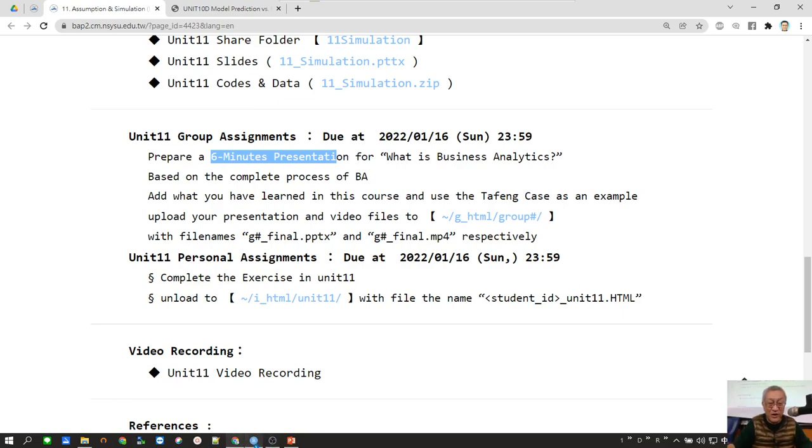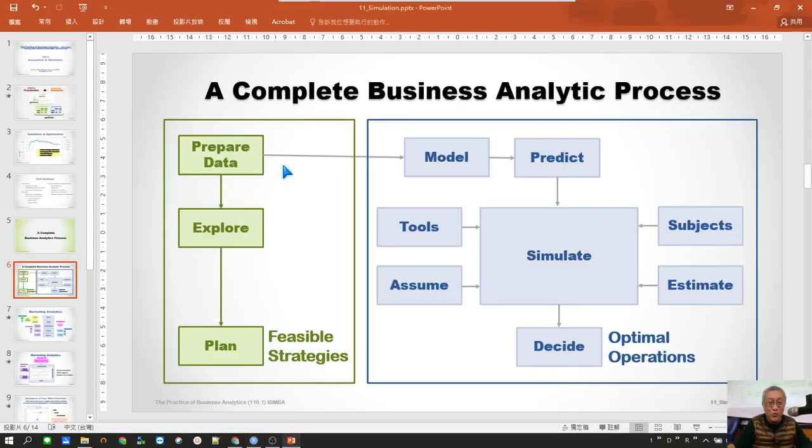We have done exploration, and today we are going to do some prediction, assumption, and simulation, right? Together they will give you a complete idea about what is business analytics, and that is my objective for this course. Well, you might not be very familiar with each of these.